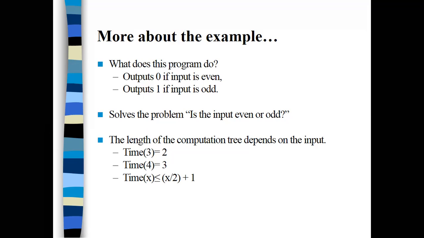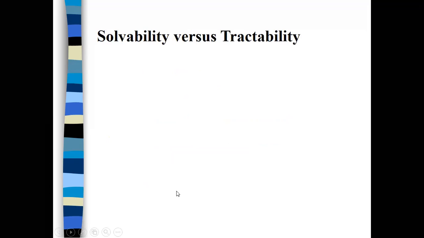So here we have the same concept about the length of the computation tree, that if the time is 3, then it should be about x by 2 plus 1. Suppose x is 8, then 8 by 2 is equal to 4 plus 1, then we have 5, and again we move to position 3 or 4, to go to 2 or 3.